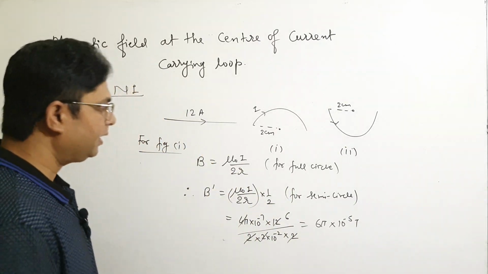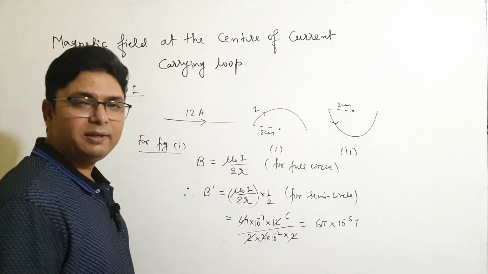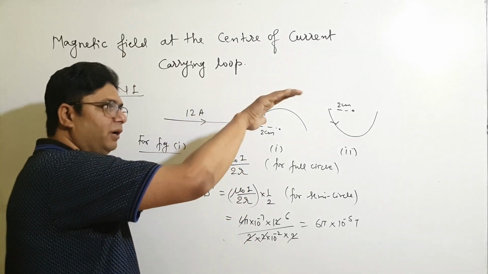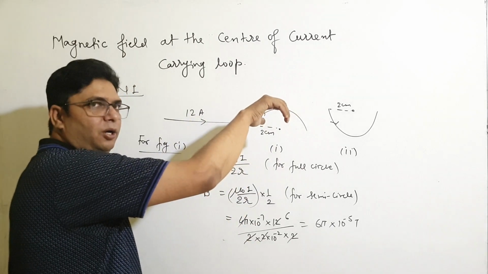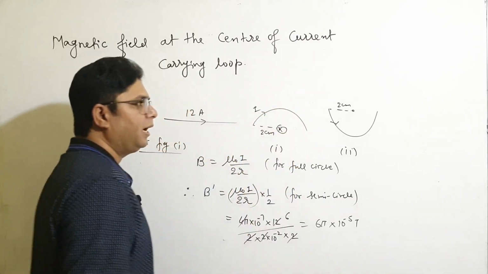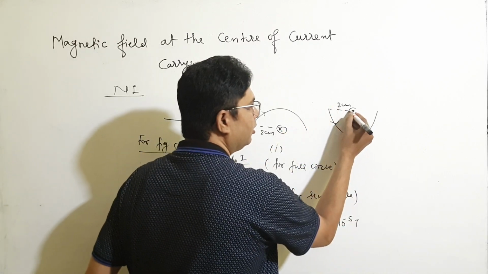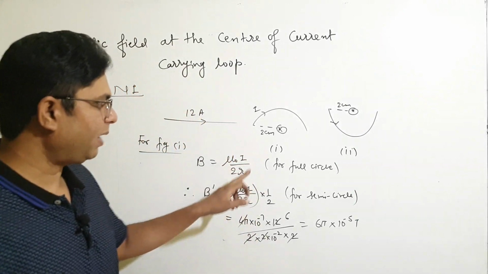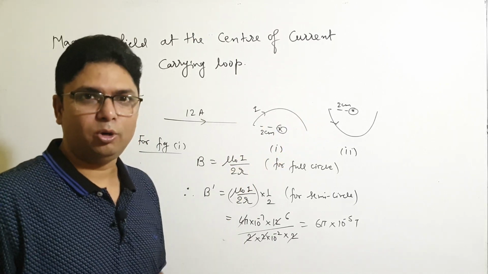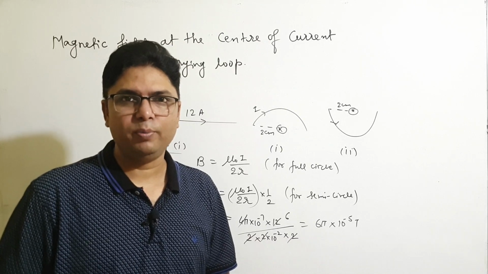But in case 1, you have to find the direction, so you can use the right hand thumb rule. So according to the right hand thumb rule, the direction is inward. So for inward, you have to give a cross. This is here cross, inward. And here the direction is outward normal. So you have to give a dot. So the magnetic field magnitude in both cases is the same, but the direction in the first is cross and in the second is dot. Thus you have learned the magnetic field at the center of a current carrying loop and how to solve numericals on it.